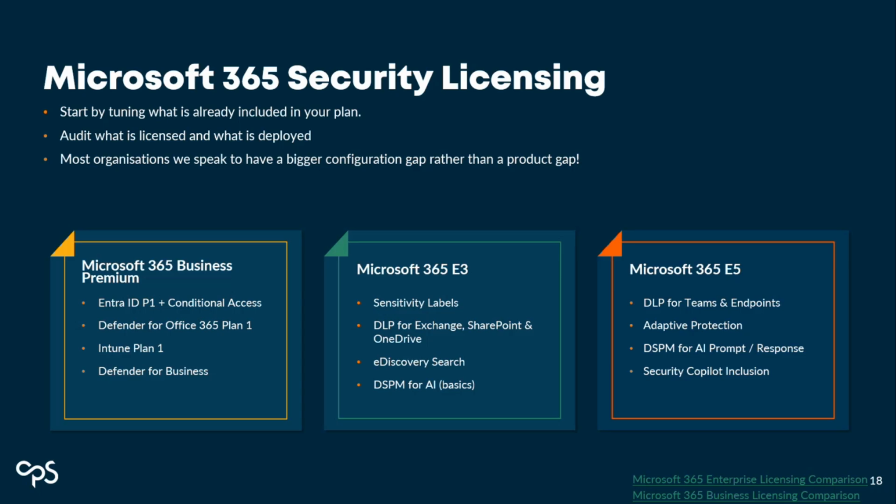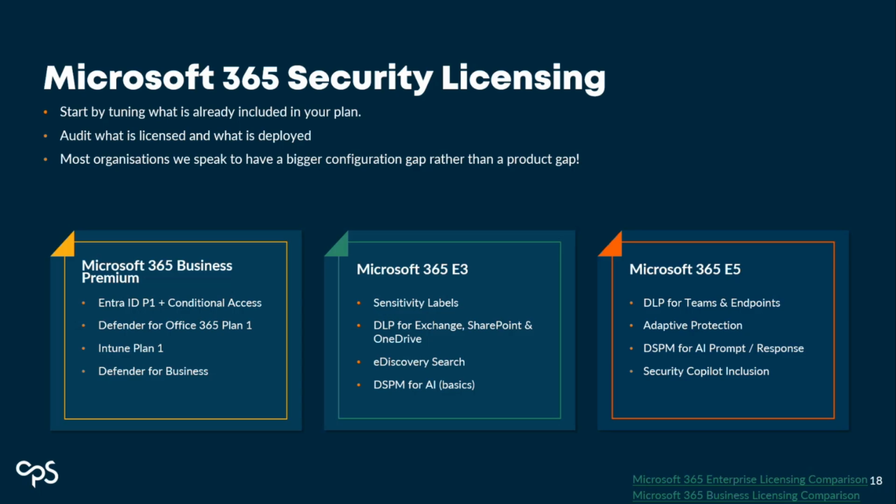And we actually get things like DLP for Exchange, SharePoint, and OneDrive as well. And you get the basics of e-discovery as well, which allows you to search for content and things like that throughout your estate. And then you also get the very basic version of DSPM, or Data Security Posture Management, for AI included with your E3 license as well. So you can start rolling that out to your users and start using that.